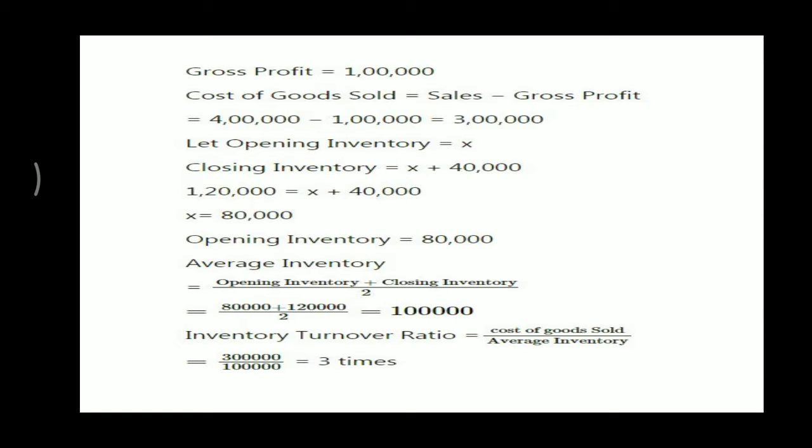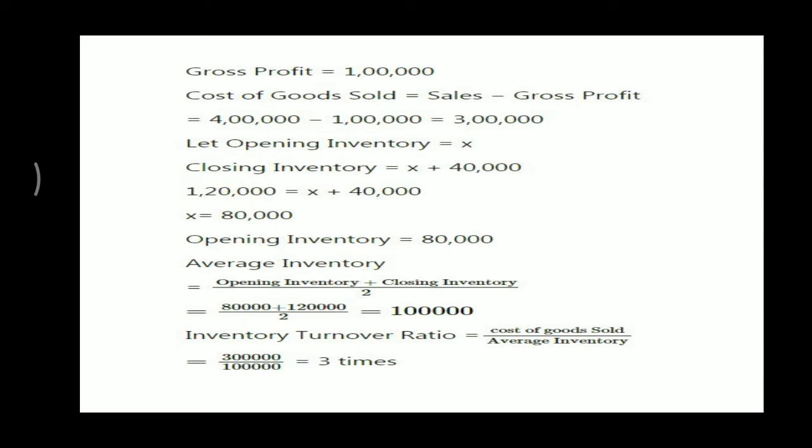Question is: revenue from operation, that is sales, is 4 lakhs. Gross profit is given as 1 lakh. So by using this revenue from operation and GP, we'll be able to calculate what? That is cost of revenue from operation. Because what is our formula? Cost of revenue from operation is equal to revenue from operation minus GP. So this will be used in the formula.